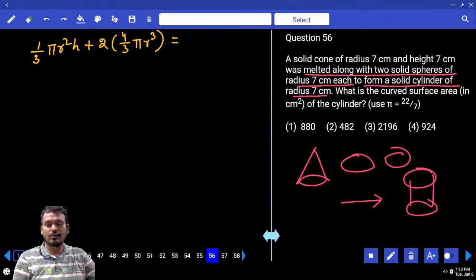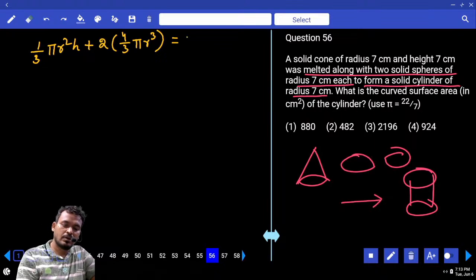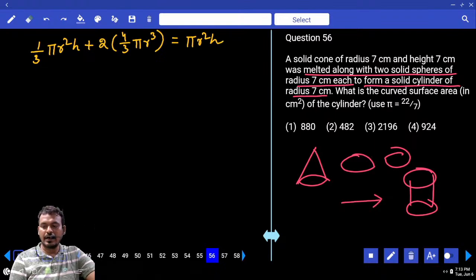The total volume equals which one? Cylinder volume. What is the cylinder volume? Pi r square h. First of all, in all the cases, are the radii same or different? Same or not? Radius of the cone is 7. Radius of the sphere is also 7. Radius of the cylinder is also 7, or not?